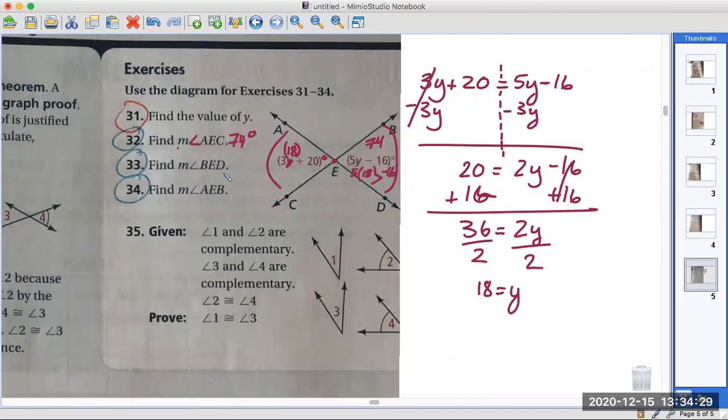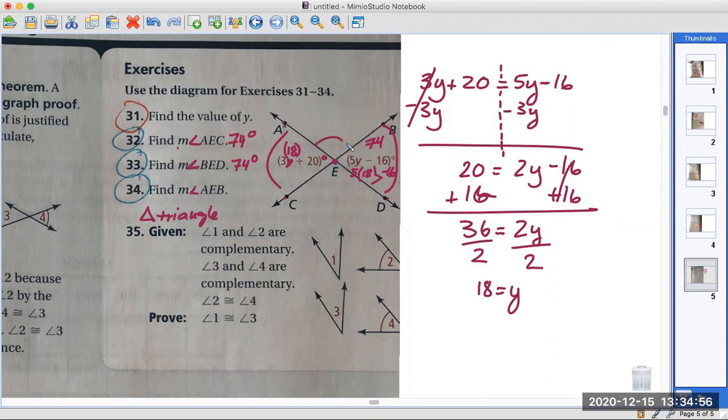Measure angle BED. BED, 74 as well. They're vertical angles. The reason I'm going over the symbol, you got the symbol triangle and you got the symbol angle. So you want to keep those separate. This is not a triangle. This is an angle. Measure angle AEB.